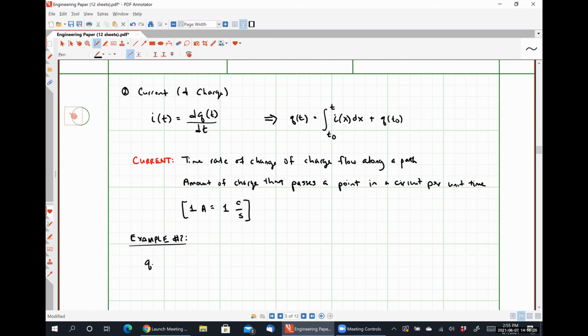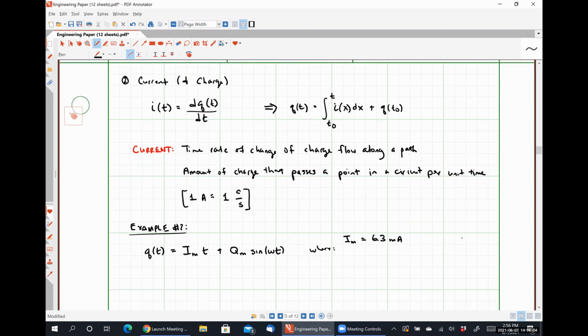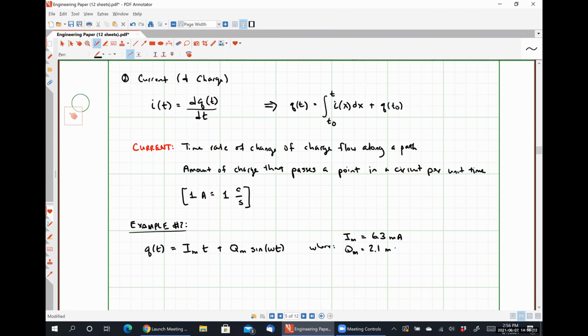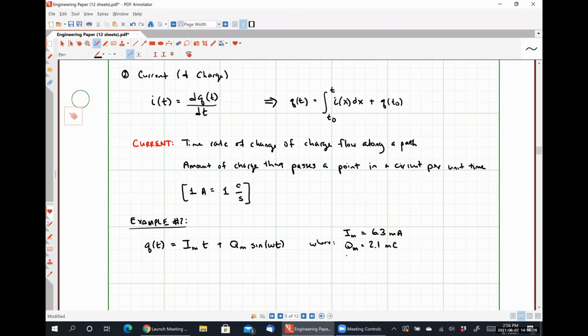The charge Q of t is equal to Im multiplied by t plus Qm sine omega t, where Im is equal to 6.3 milliamps, Qm is equal to 2.1 millicoulombs, and omega is equal to 1.3 radians per second.